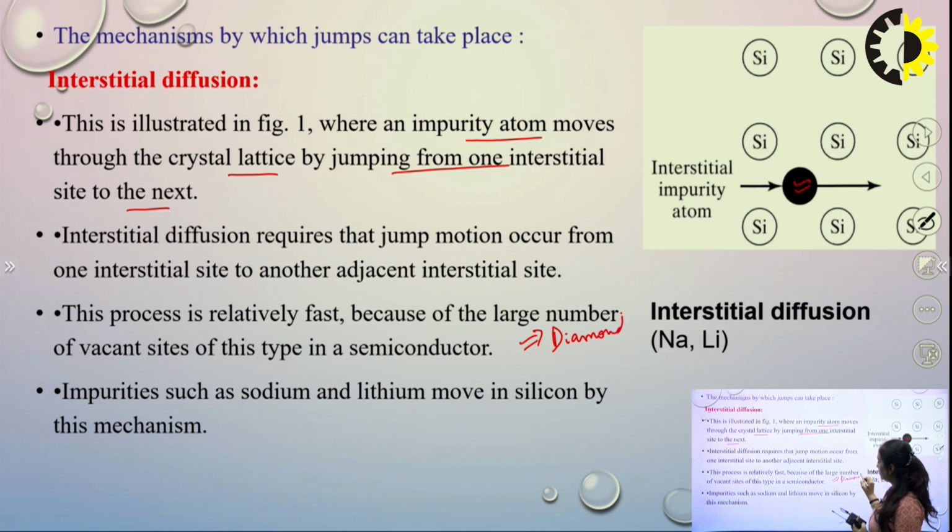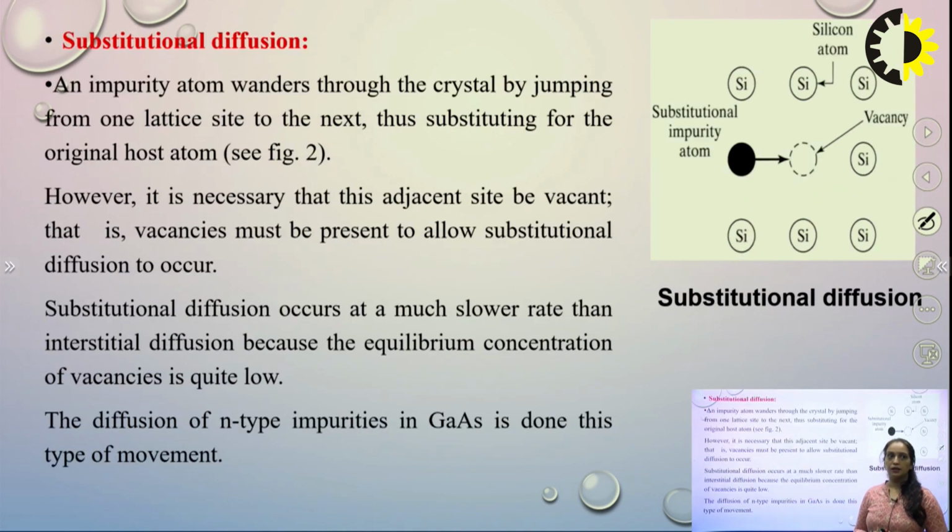Right, I have already told you that in case of diamond we have 60% free space. So your diffusion will be very fast. Impurities such as lithium and sodium move inside the silicon by this mechanism. Next we have the substitutional diffusion. In case of substitutional diffusion, we have this dopant, and adjacent to that we have some vacancy. Your dopant will take the place of this vacancy, okay.